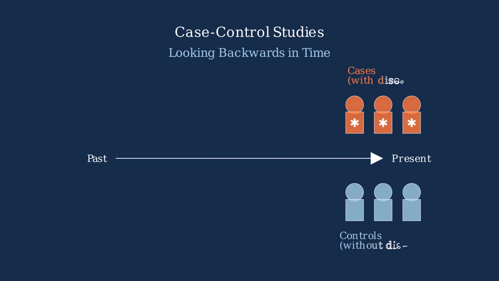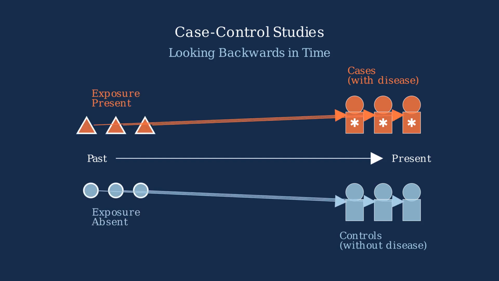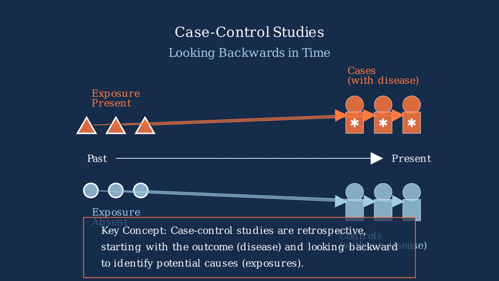Researchers begin by identifying and grouping participants based on whether they have the disease, cases, or not, controls. Then researchers look back in time to assess past exposures, comparing the frequency of exposure between cases and controls. This retrospective approach makes case control studies particularly useful for investigating rare diseases or conditions with long latency periods.